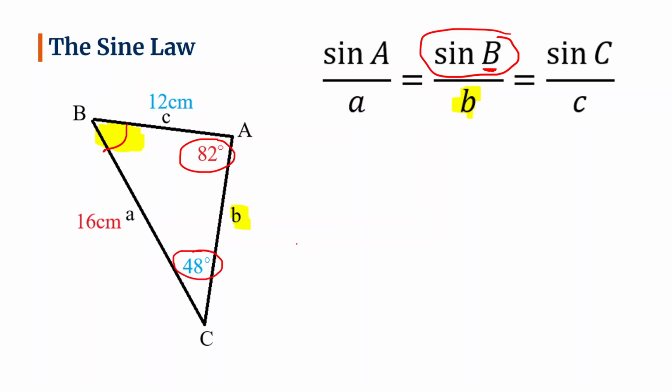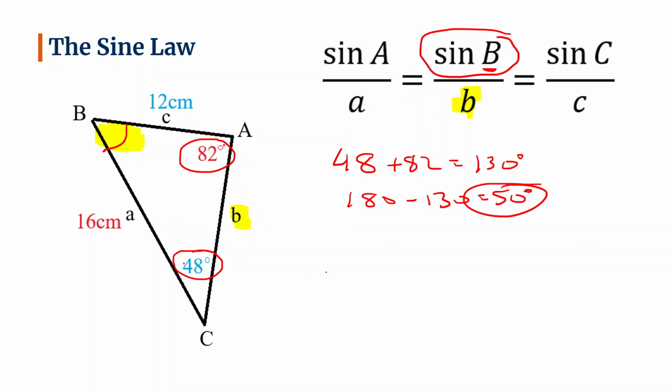And if you remember, we know that all the angles in a triangle add to 180 degrees. So I already know this fact that I have 130 degrees measured. So angle A plus angle C is 130. And if I then subtract that from 180, I get 50 degrees. That must be angle B.